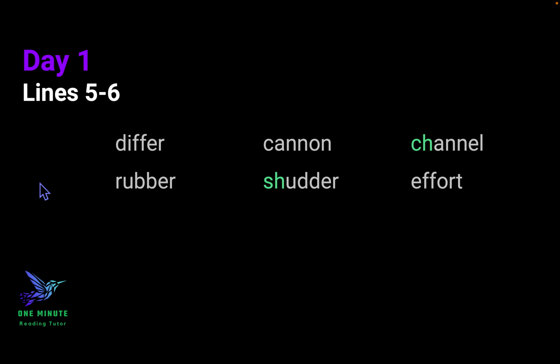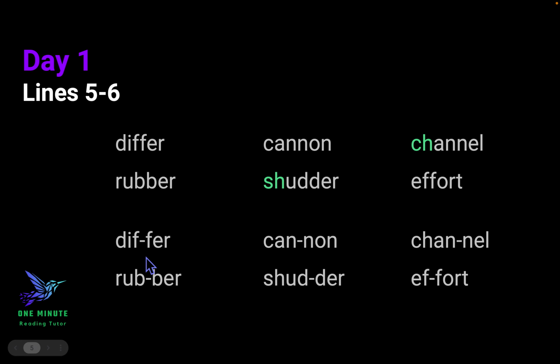Now try the last two lines and then see how you do. Right here, we get differ, canon. Now remember, CH has 3 sounds. The most common one is ch, which is the one we need here. Other sounds are k and sh, but we will use the ch sound, which is by far the most common. Channel, rubber. Remember, SH says sh, so we get shudder and effort. Right here, this OR, you might say as or, but often it will become muffled and sound more like effort rather than effort.